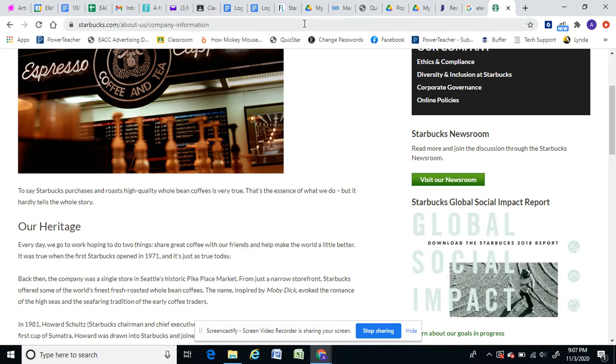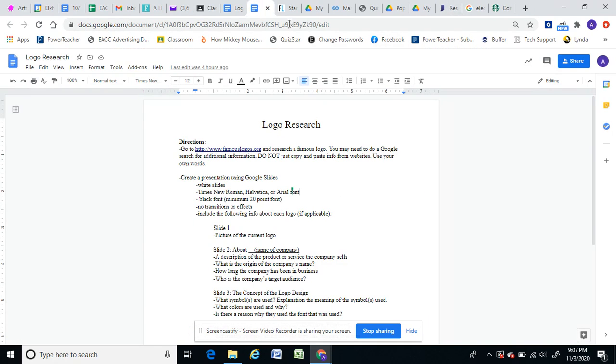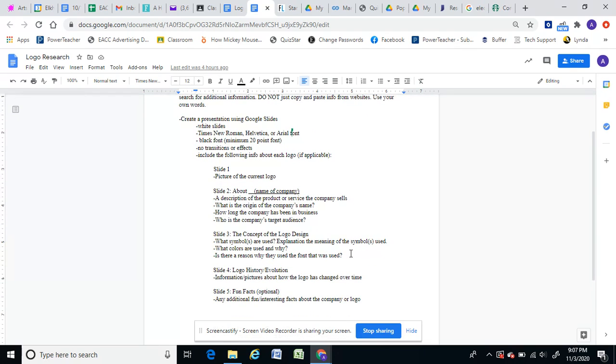So information such as a description of the product or the service that the company sells, what's the origin of the company's name, how long has the company been in business, who's the target audience of the company, so on and so forth. Then we're going to take a look at the concept of the design of the logo, and that's where this website might come in handy.